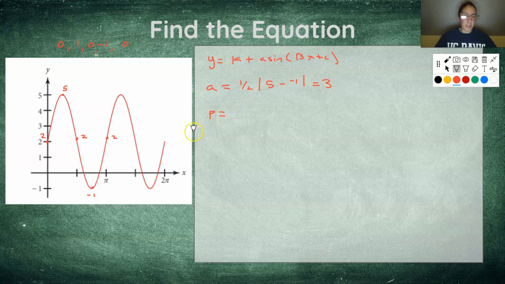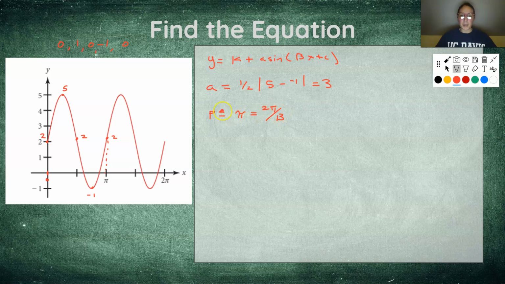The period here, how long does it take to repeat? We go up, we come back, we go down, we come back. Here it is, the stops the repeat. And it looks like we go from 0 to pi. So my period is pi. And now I'm going to reverse engineer to get b. So if I know my period is pi, period is equal to 2 pi over b.